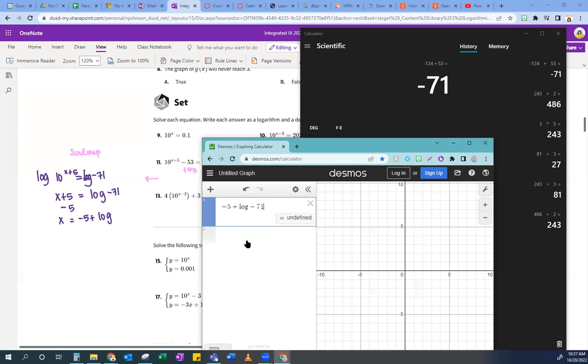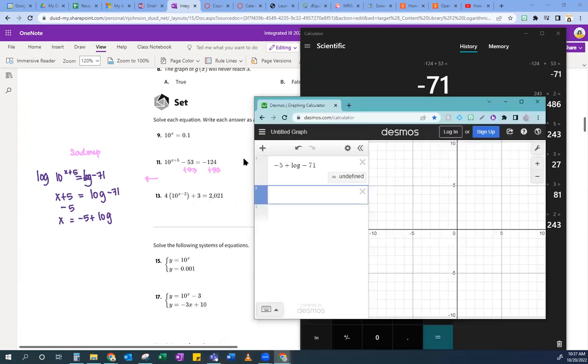Exactly. So wait, what's the answer, Miss Johnson? So the answer is no solution. Let me explain why. Let me show you how to graph these. I'm going to plug this side into one side and this side into the other. So I'm going to plug in 10 to the parentheses x plus 5, and there's my equation. And then I forgot minus 53, my bad, minus 53.